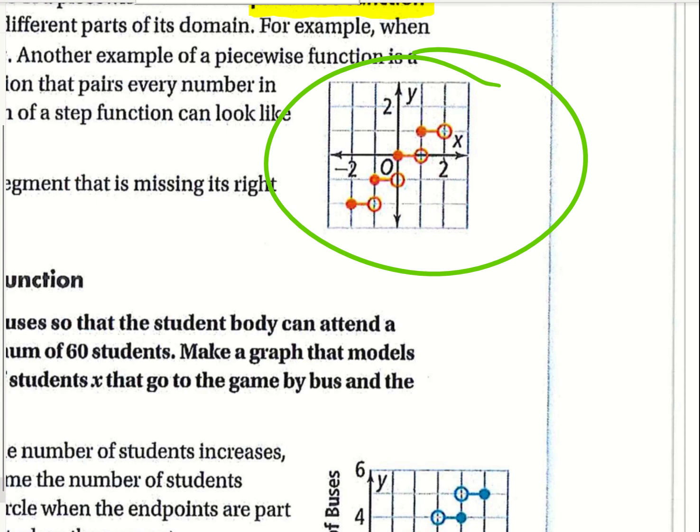Just a reminder from when we graphed on number lines, filled in circles means it's equal to there. Open circles means it's not equal to there. All right. So when x is 0, y is equal to 0, whereas leading up to it, but not at 0, y is equal to negative 1.